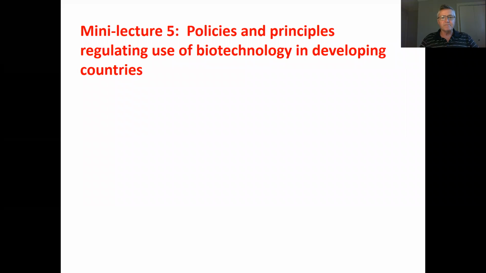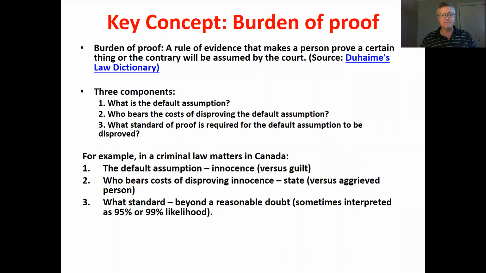So the policy context and the principles underlying that policy context, focusing primarily on biotechnology, so the genetic resource development, and thinking about contrasts between places like the United States and many developing countries. There are a few key concepts. One of them is burden of proof. Hopefully it will become clear fairly soon why we're going to talk about burden of proof.